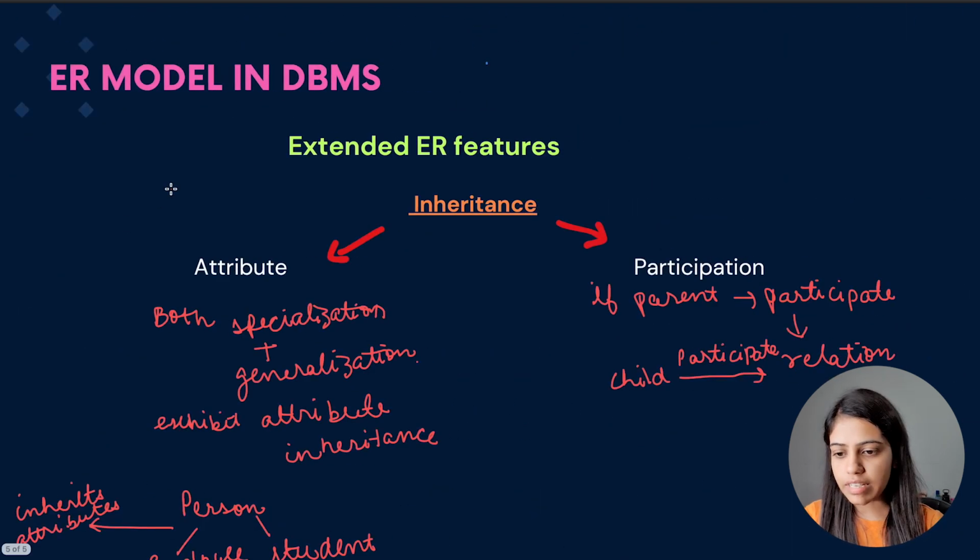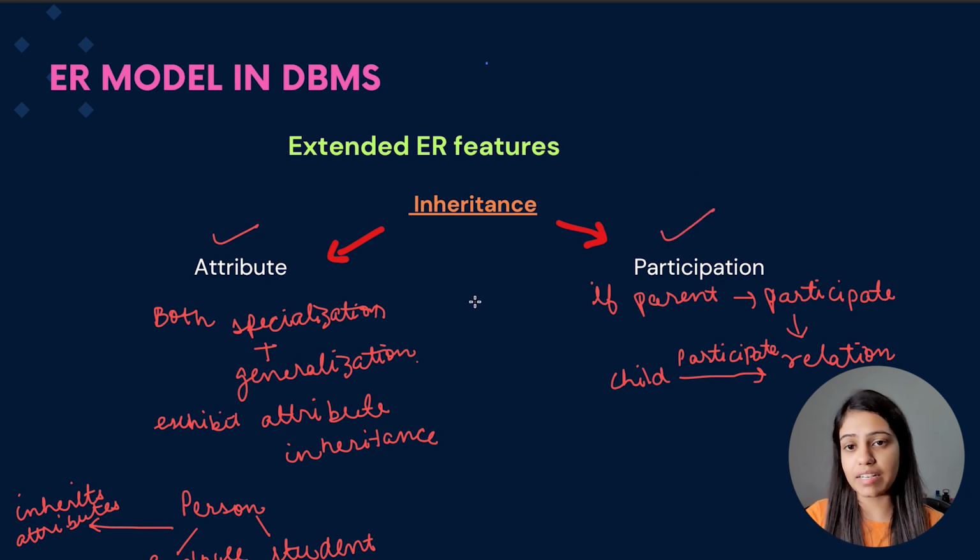There is one more thing in extended ER features. First one is attribute inheritance and second is participation inheritance. In attribute inheritance, both specialization and generalization exhibit attribute inheritance. What is this? Consider there is a person who has some attributes. So employee and student, who inherit from person, would have the same attributes. So they inherit the same attributes.